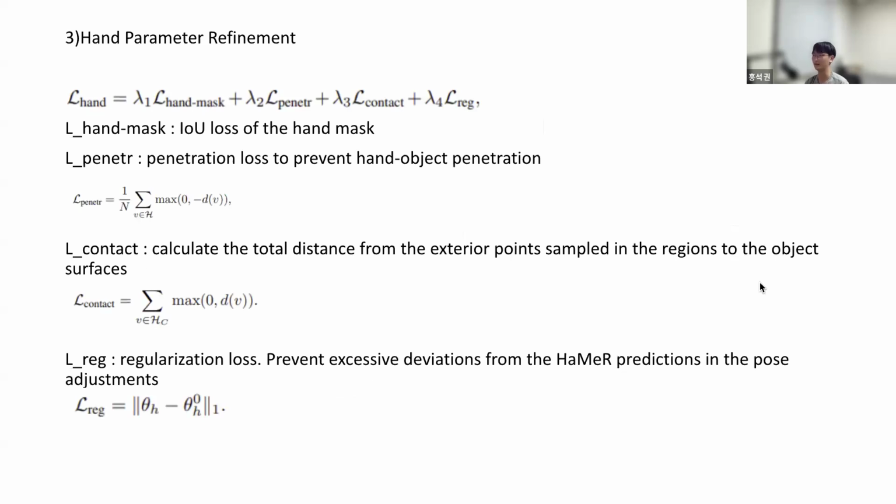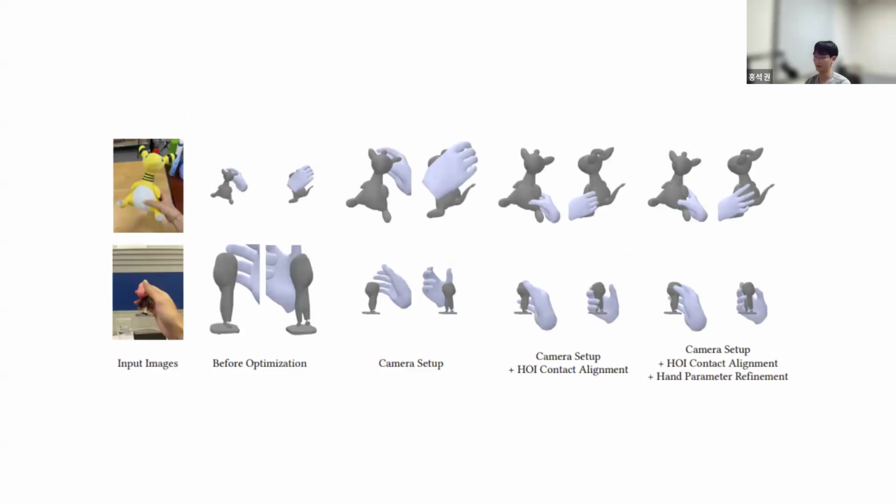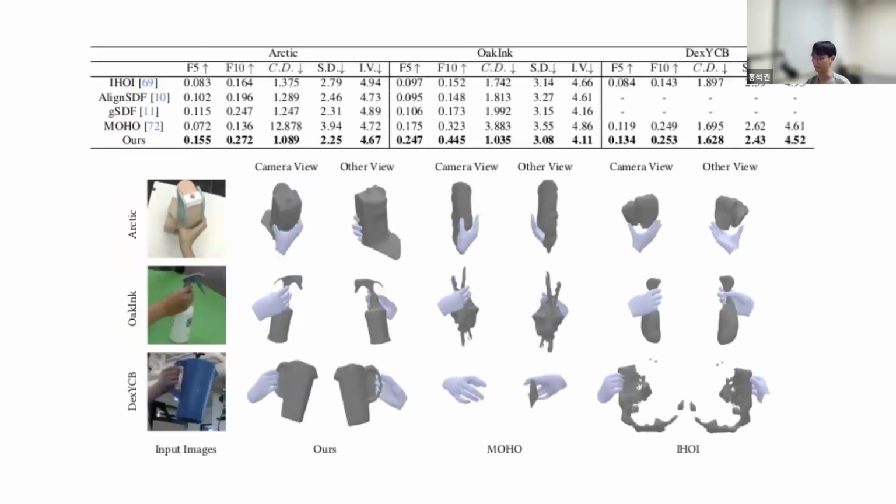And the last step is hand parameter refinement. And this is the calculation of the loss of hands. And there are 4 parameters. And this is the summary of the optimization steps. As you can see, the hand and object interaction is good when the camera setup, HOI contact alignment, and hand parameter refinement processes are held.